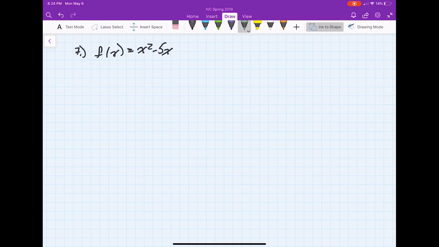So last one for these types. Again, I'll write down this difference quotient formula here. Function of x plus h minus the original function over h. Now I'm going to substitute this x plus h for all the x's. So I have x plus h squared minus 5 times x plus h. And then that's all minus the whole original function, which is x squared minus 5x.